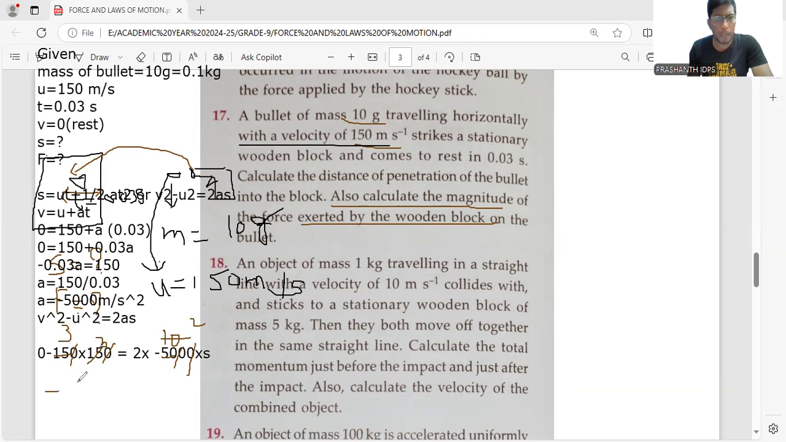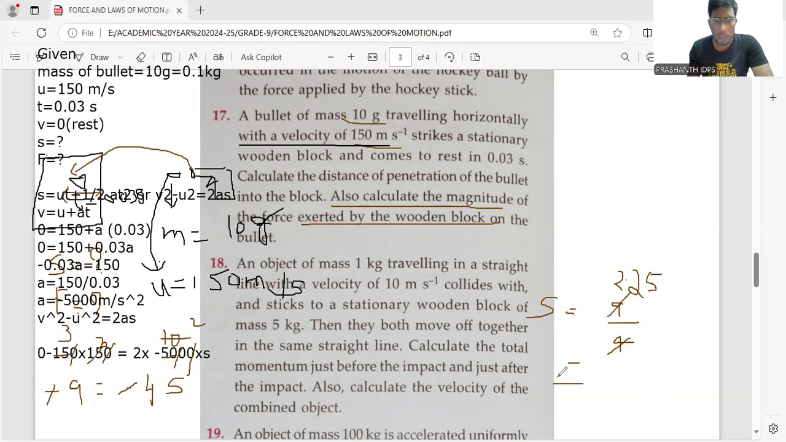Then what you are getting: minus 9 is equal to minus 4s. Minus 9 is equal to minus 4s. So here minus minus get cancelled. So s value, s is equal to 9 divided by 4. And if you solve it, 4 twos are 8, 4 twos are 8, then 10, again 20. So 4 fives are 20.